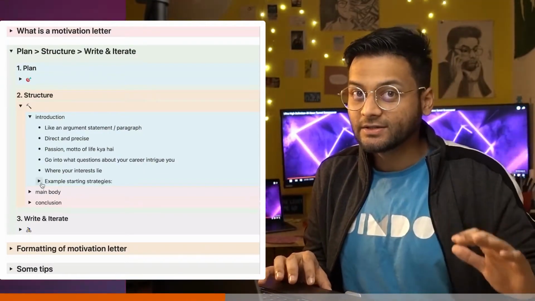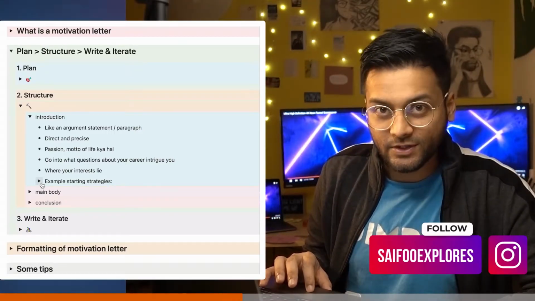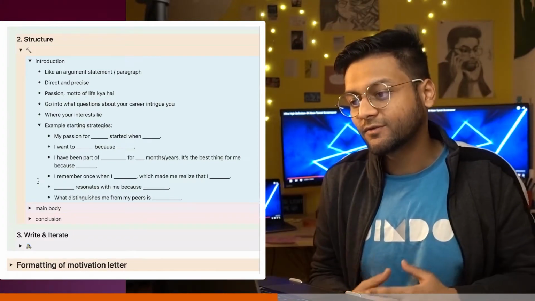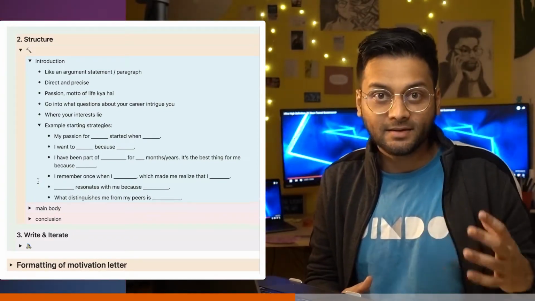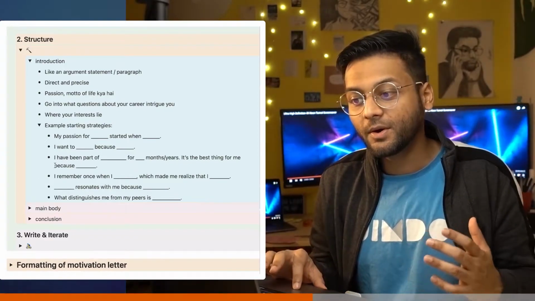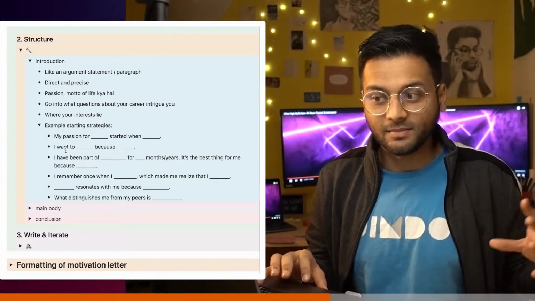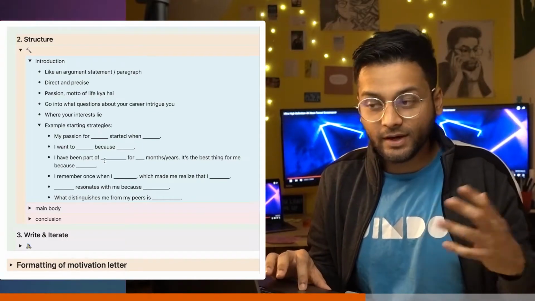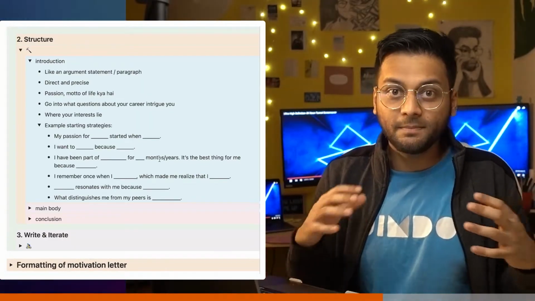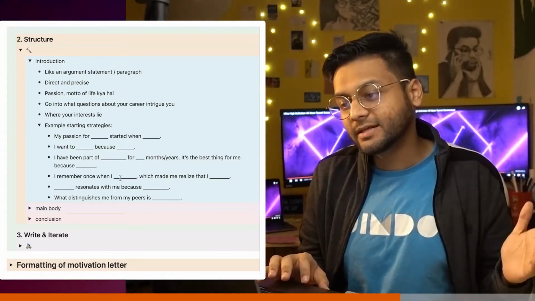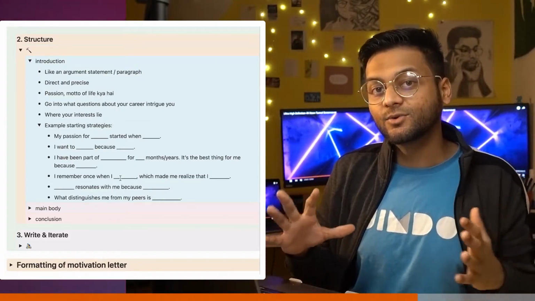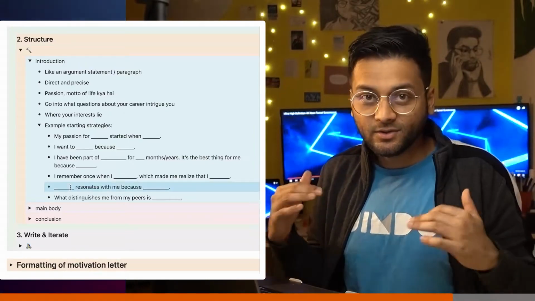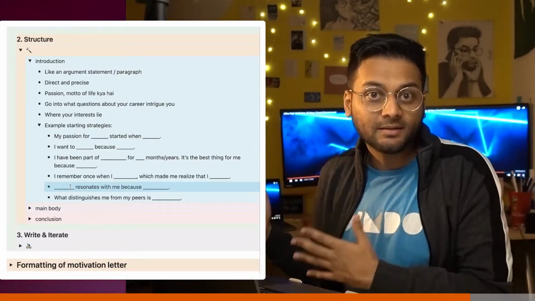There could be many strategies on how to start writing your motivation letter. Here are some examples. You can start something like, my passion for medicine started when something. Or maybe you can say, I want to be a doctor because something. I have been a part of this computer science group for 1 year and it has been the thing for me because of something. Or maybe you can say, I remember once when I was somewhere and I saw some people and that really intrigued me. Computer science resonates with me because of something.